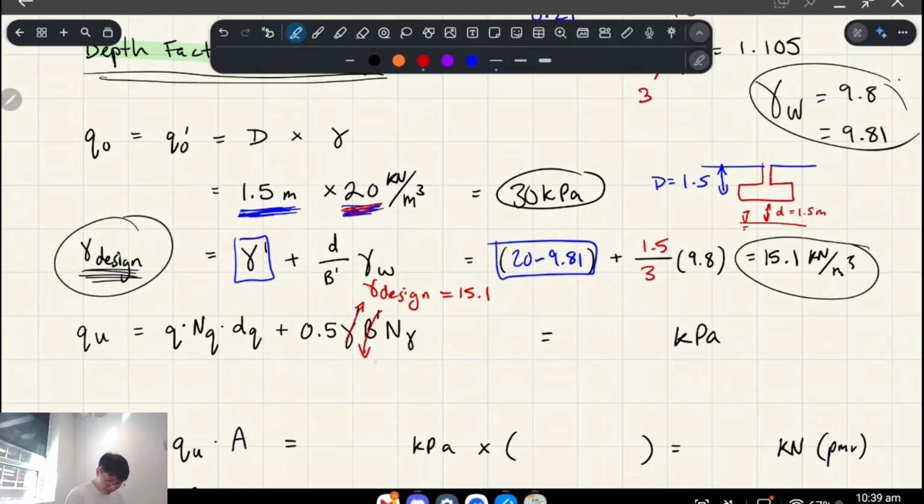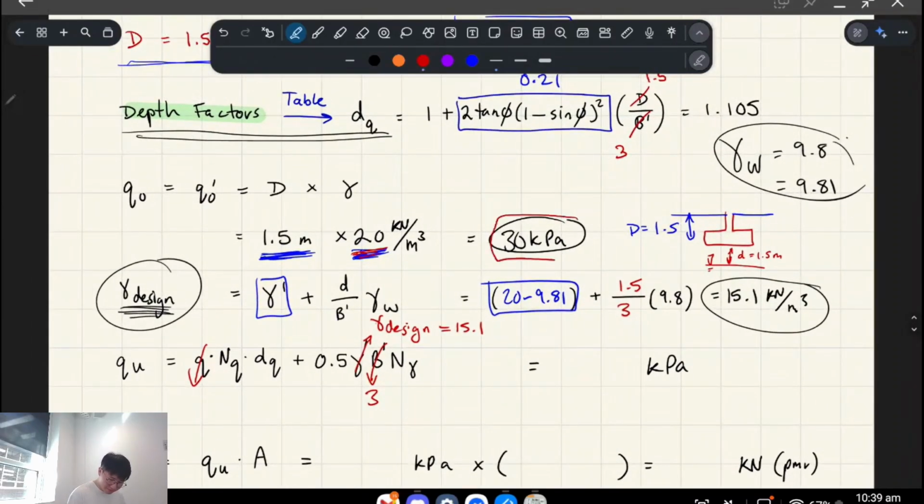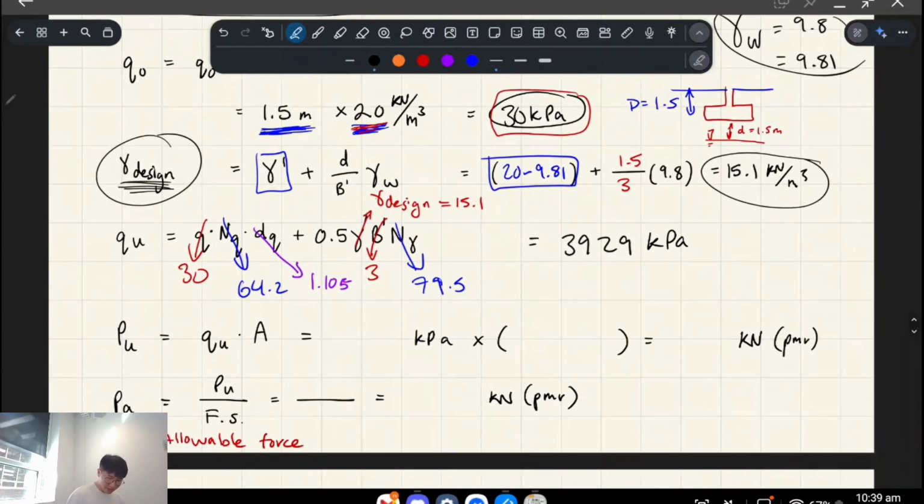The effective width was 3. The surcharge from before was 30. And these were all our N factors, which were 64.2 and 79.5. And what else are we missing? DQ, our depth factor, was 1.105. So now we've got everything ready, and we plug that in, and we get 3,929 kPa.